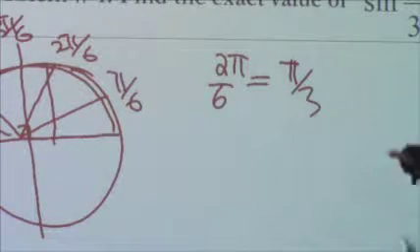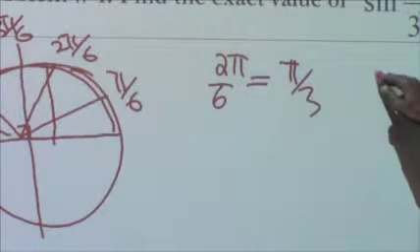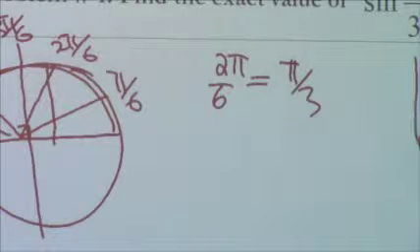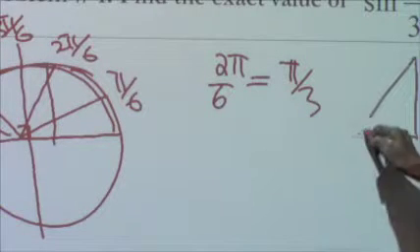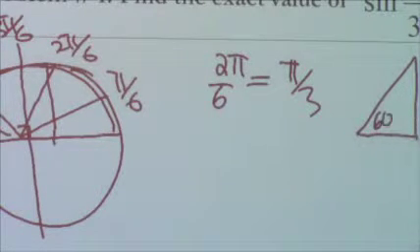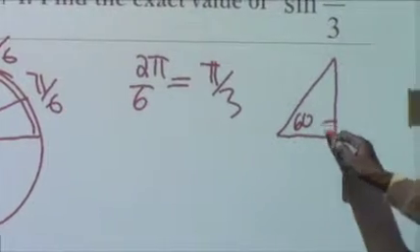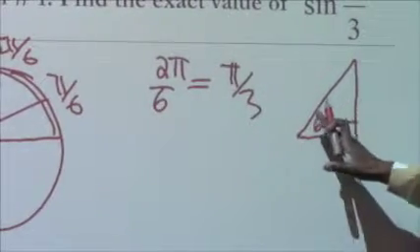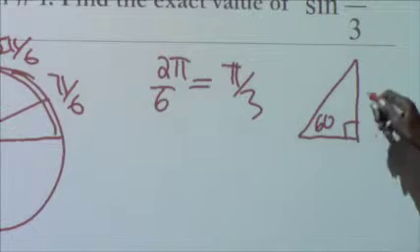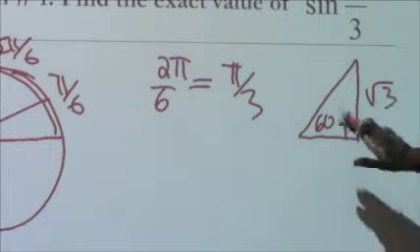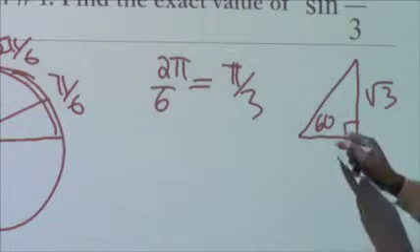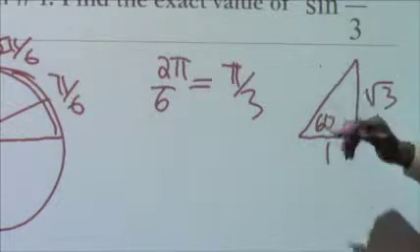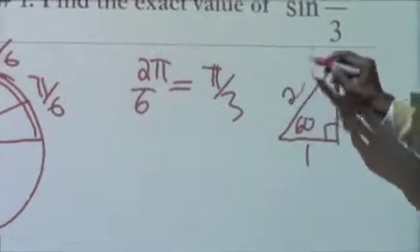So how do I find the sine of it? Let me take that. This is a 60-degree angle. All we have to do is form a right triangle here. The side opposite 60 is going to be square root of 3. The side adjacent to 60 is going to be 1. And the hypotenuse is going to be 2.